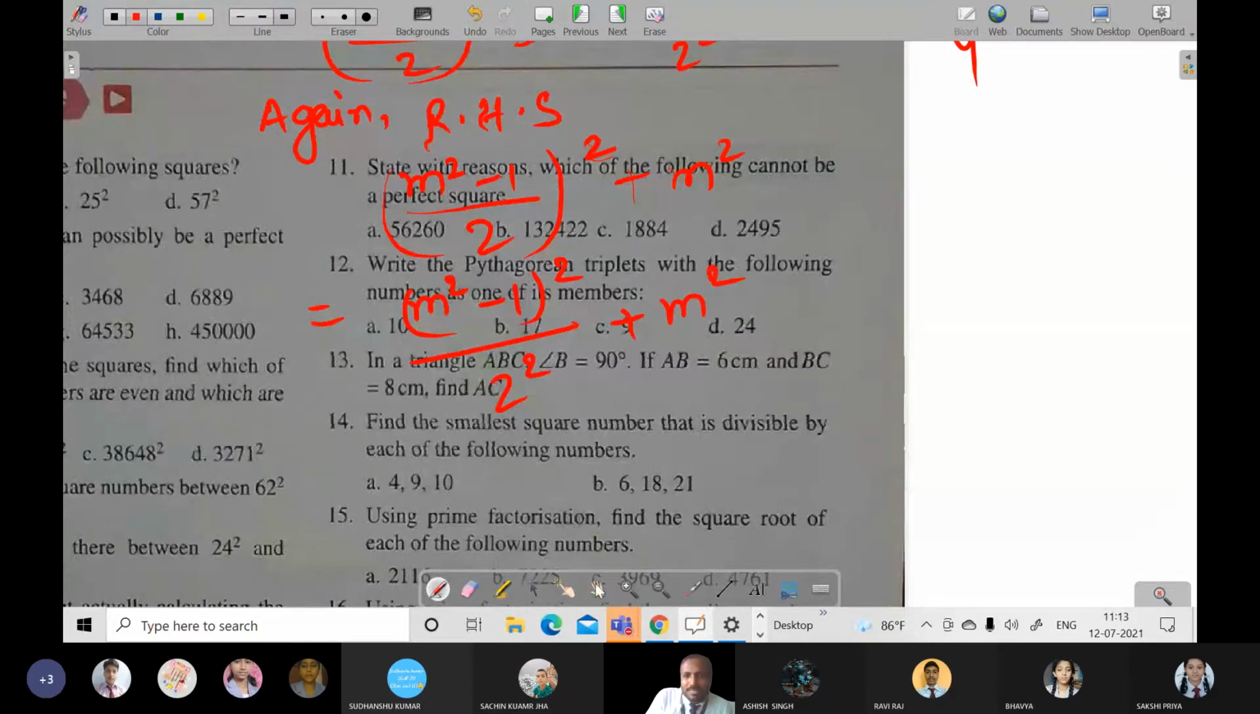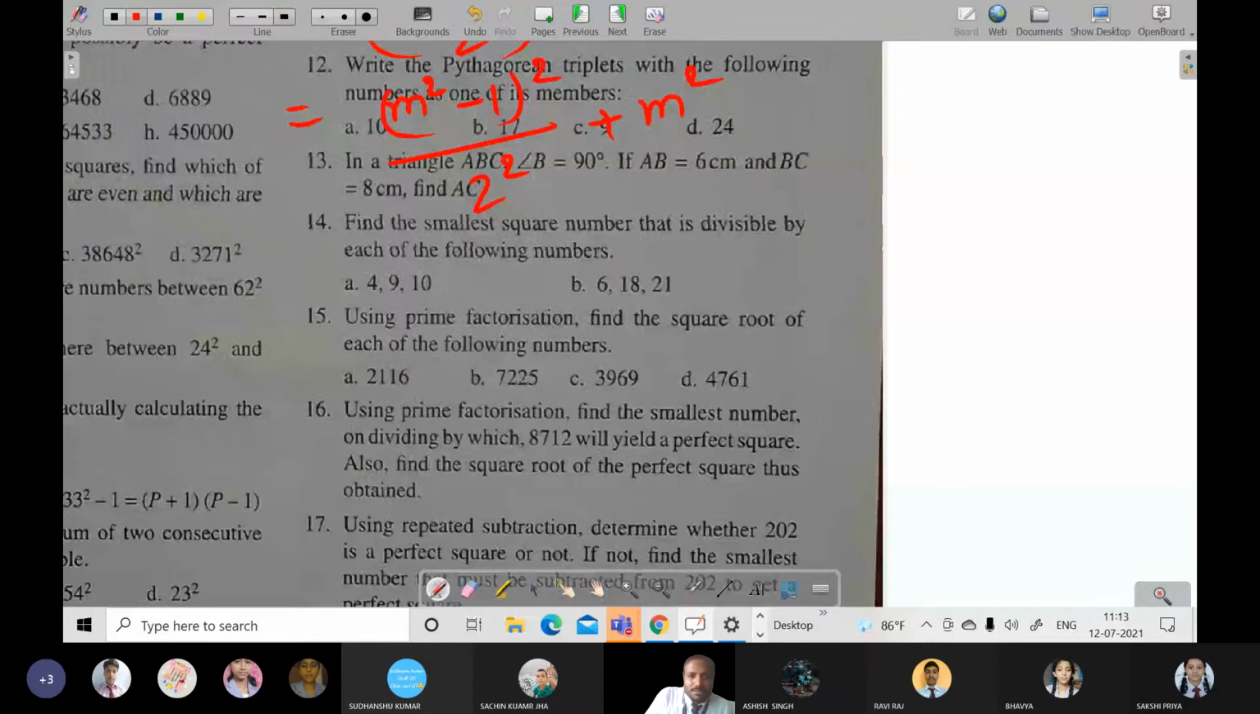Now this will become like this. Here we will be applying the (a minus b) whole square formula. So a square, that means m square whole square, will become m raised to the power 4, minus 2ab, that means 2 into m square into 1, that is minus 2m square, plus b square, that means 1 square is 1 only, by 4 plus m square.